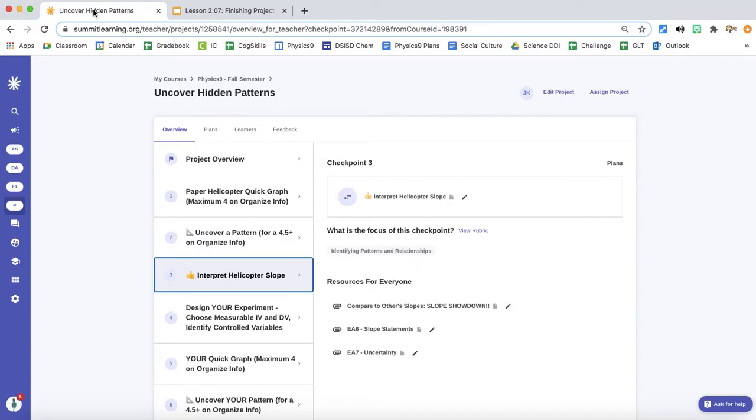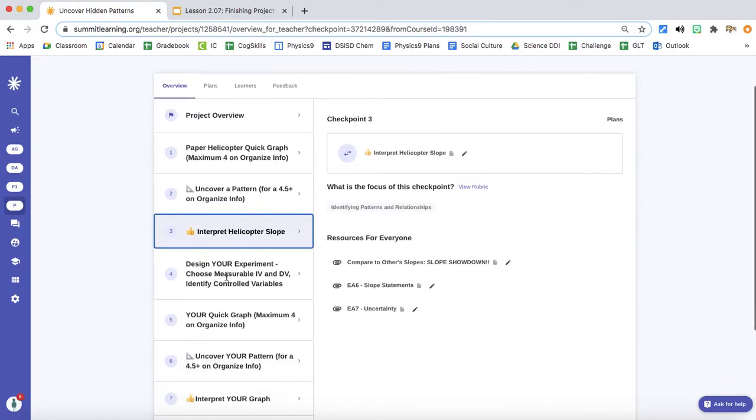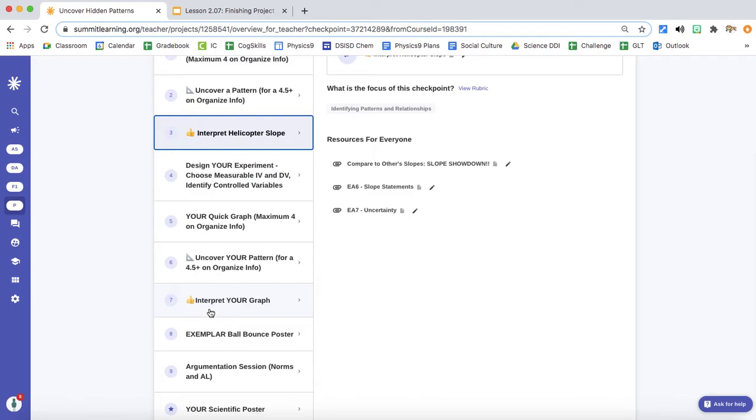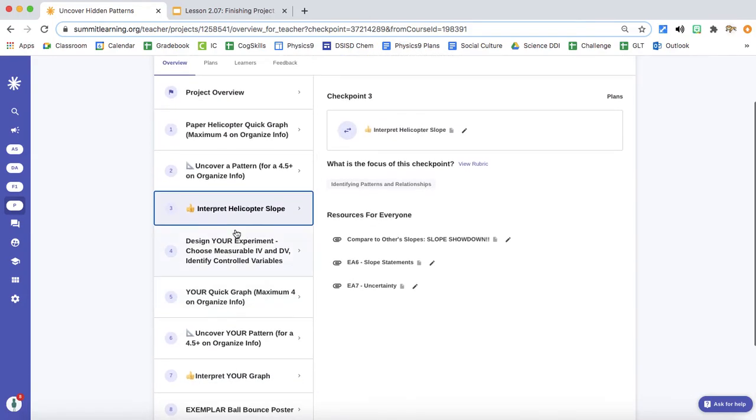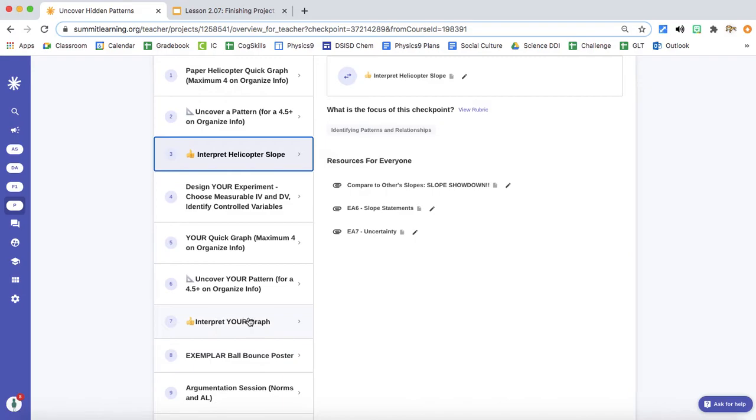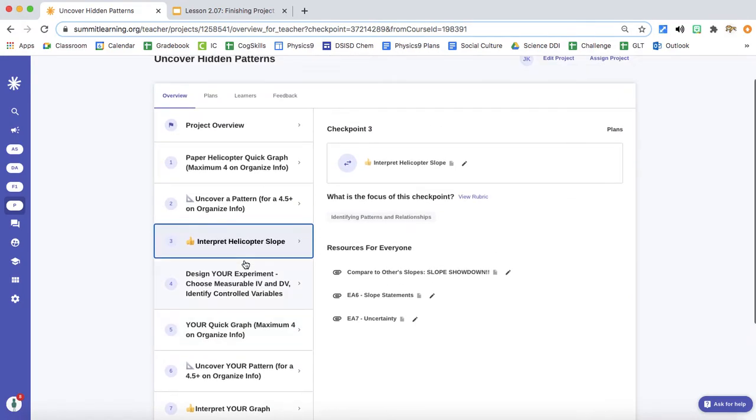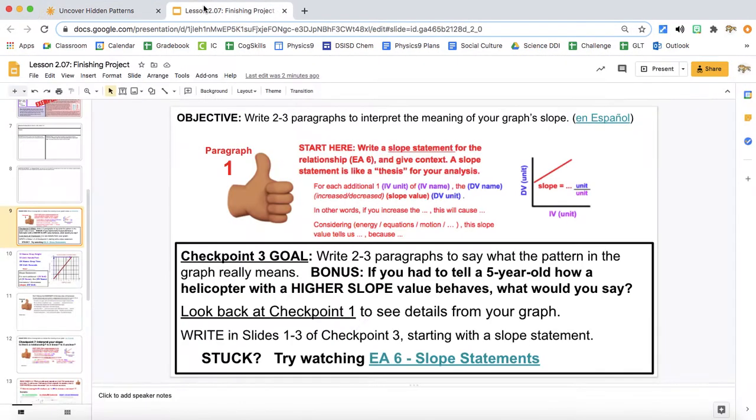So this is a quick video about checkpoint 3 and a little about checkpoint 7. Both of these are about interpreting the graph that you made from your experiment. I'm first going to talk about this paper helicopter experiment, and then we'll talk about the experiment that you did yourself. So the checkpoint 3 looks like this.